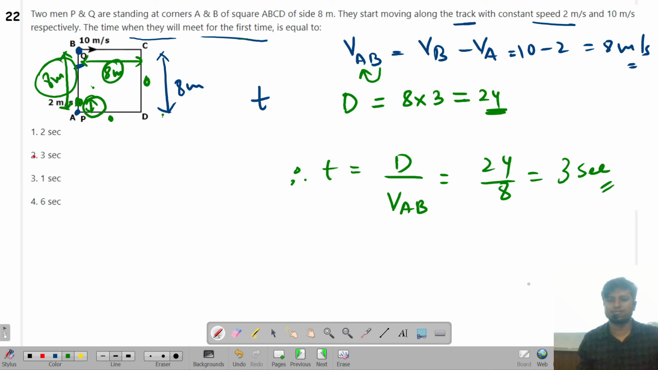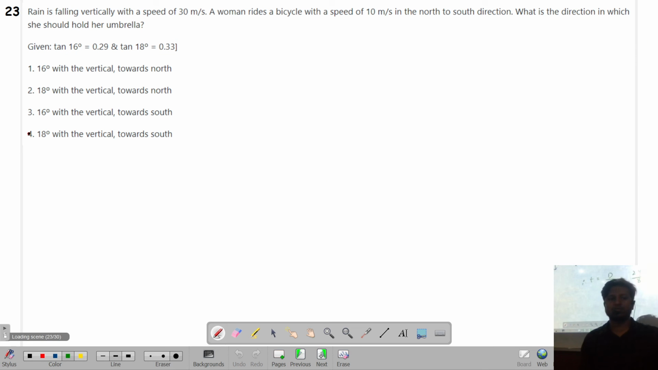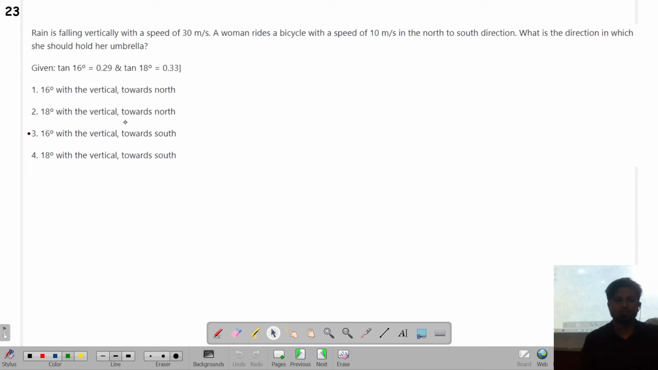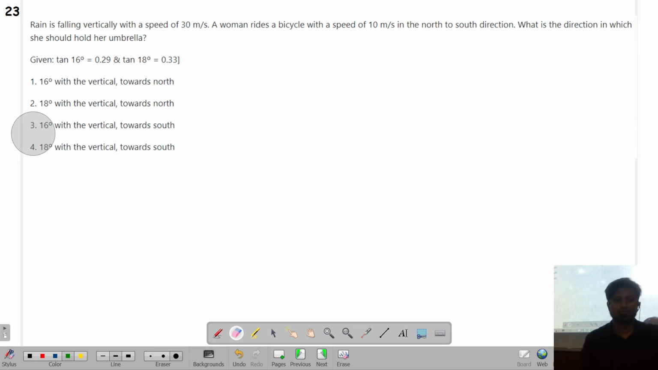Now look over here. This is a confusing question. First, I will complete all the problems of relative velocity, then I'll go to projectile. I don't want you to have any doubt in relative velocity. Solve this confusing problem again.